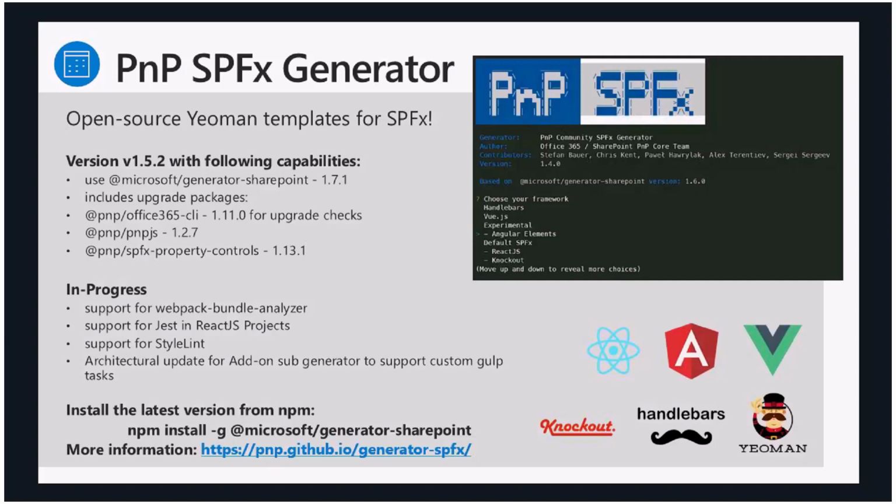So if you want to get the latest version, just do npm install -g @microsoft/generator-spfx. There's a small typo in there. And for more information, you can find it on pnp.github.io/generator/SPFx. And that's all from my side for the update.